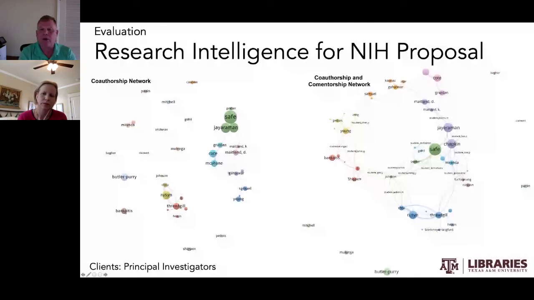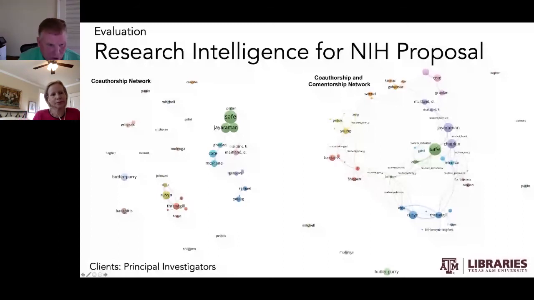The PIs attributed this visualization to the funding. It was a $3.2 million grant. And we've been part of over $10 million of successful funding on campus, giving us a pretty good return on investment for the cost of building Scholars itself.